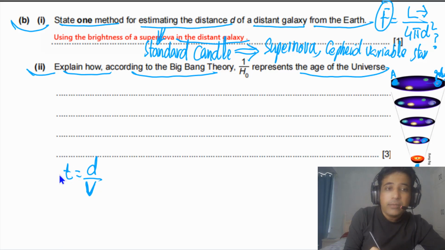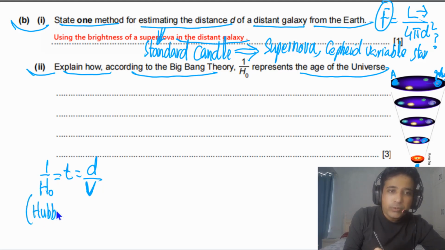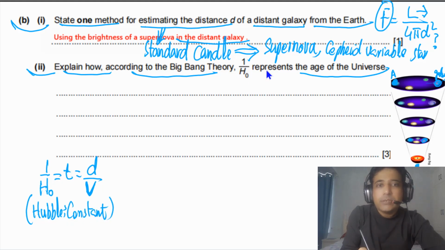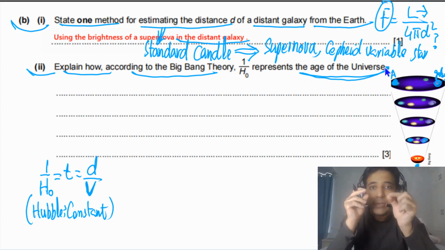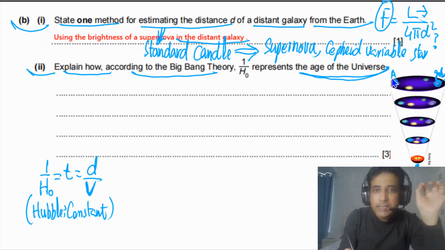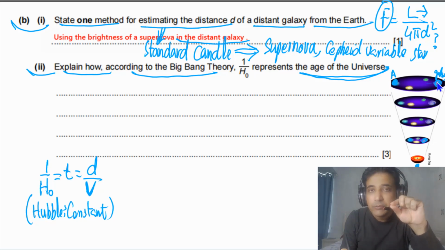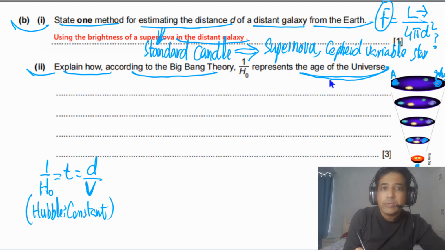We can calculate the time, and this time is equal to 1 over h naught, where h naught is the Hubble's constant. So that's the reason here it is written that 1 over h naught represents the age of the universe. The time when these two galaxies were together, how long this galaxy has taken to move away from the Milky Way until now, if we can calculate that time, that is the age of the universe. So 1 over h naught represents the age of the universe, because this t is the age of the universe.